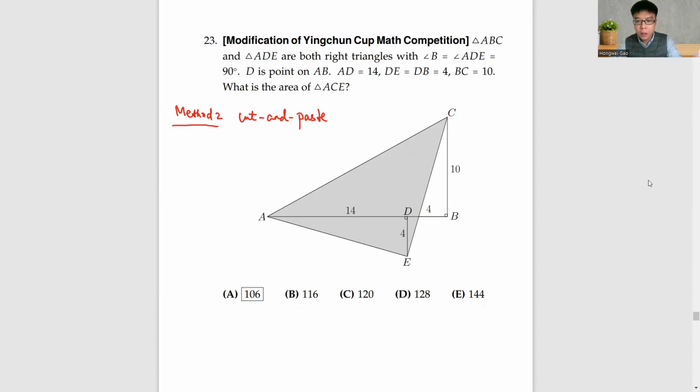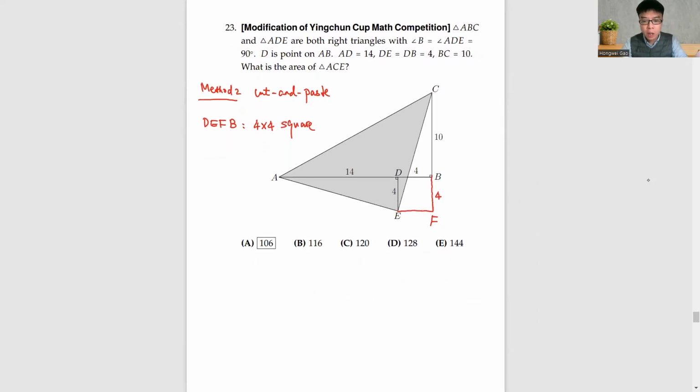We are going to extend CB by 4 to a point, let's call it F, and then connect EF. So in this way, we have the square DEFB. It's a 4 by 4 square. And then the shaded triangle can be viewed as a part of the quadrilateral CAEF.